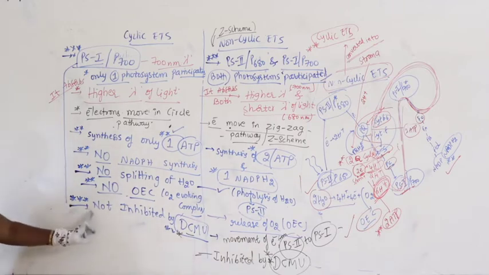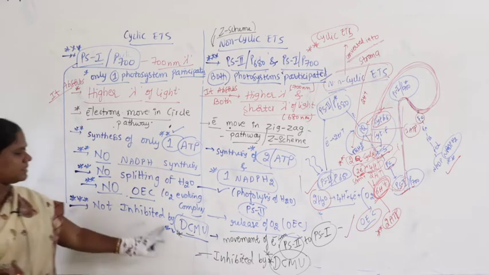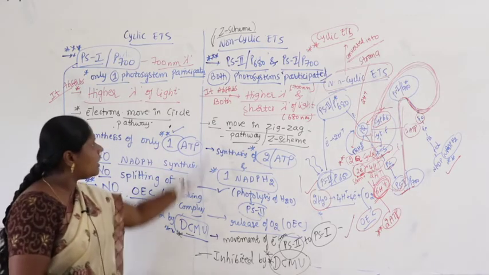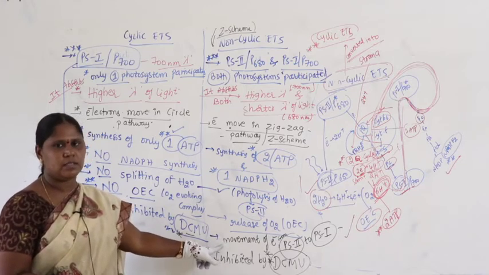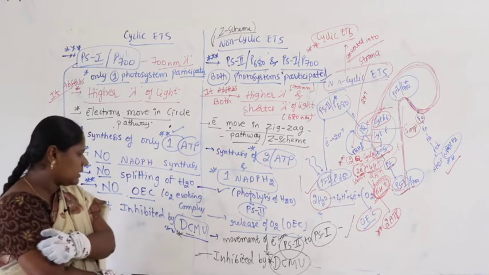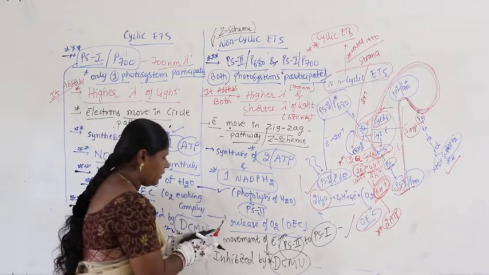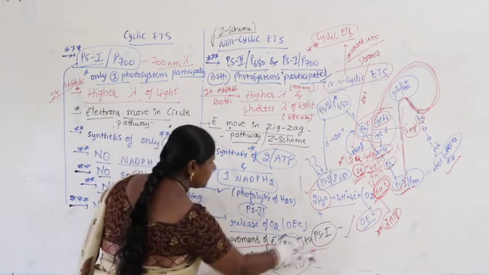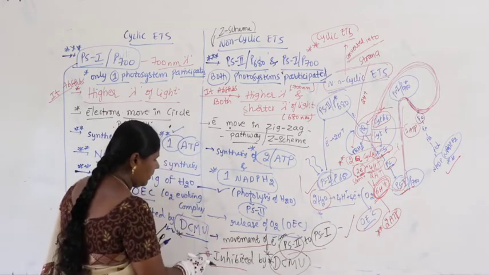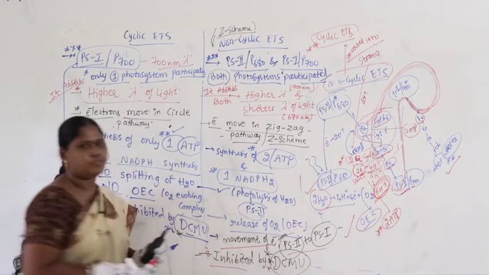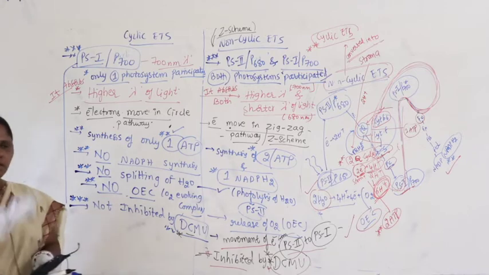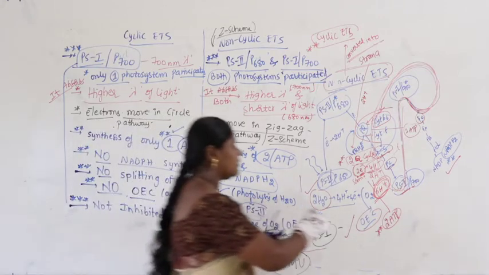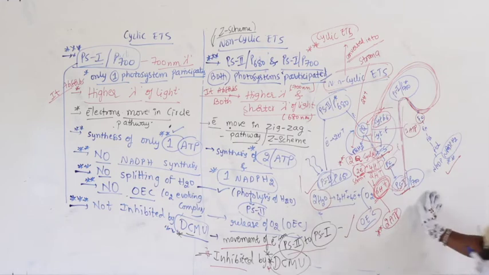Inhibited by DCMU. I will repeat again. The cyclic electron transport system is not inhibited by DCMU, but the non-cyclic electron transport system definitely is inhibited by DCMU. What is inhibited in this case? The movement of electrons from PS2 to PS1 is inhibited by DCMU. Okay. So, I think up to here this part is very clear. Somewhere at one corner of the class you just write down the note point.